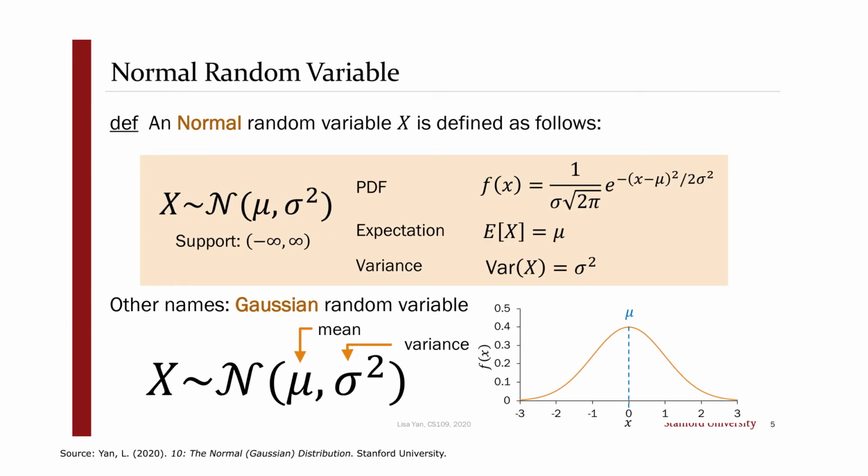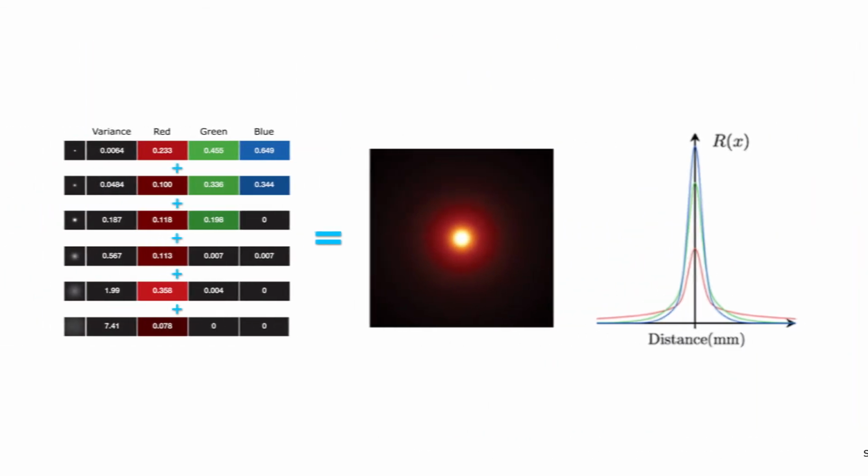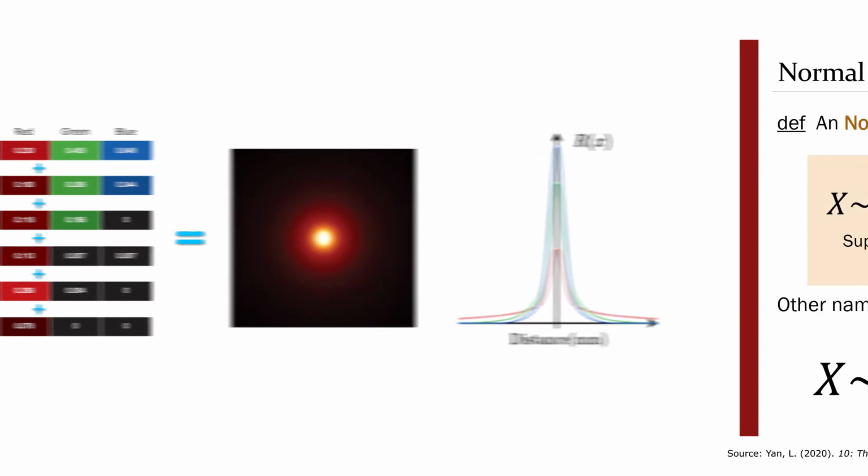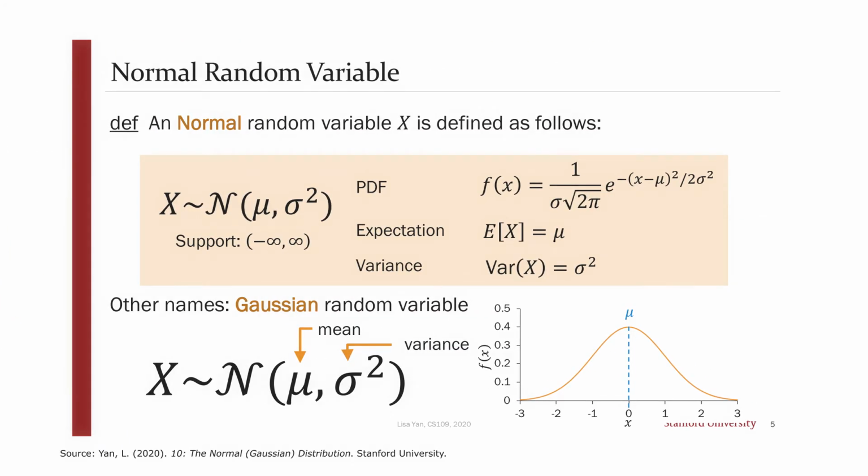Speaking of which, here is the function. Now to normalize this, the value for mu should be 0, and the value for 2 sigma square has been provided for us. So basically the function is simplified into something like this.